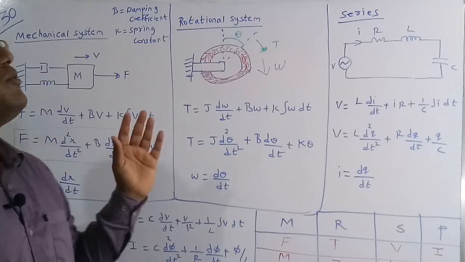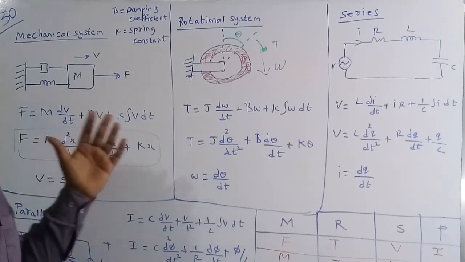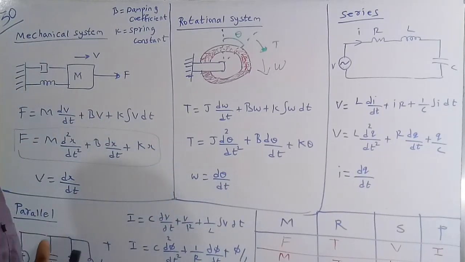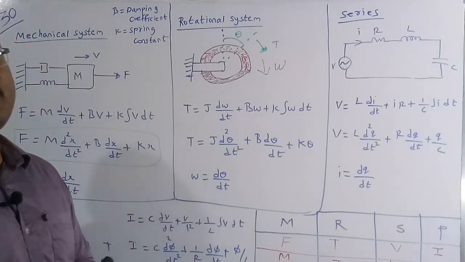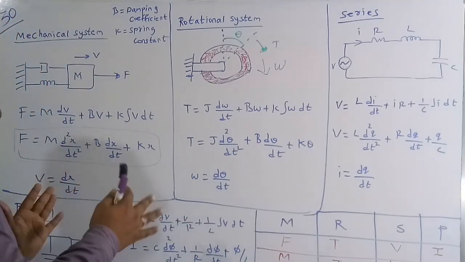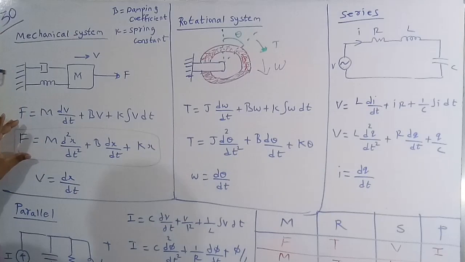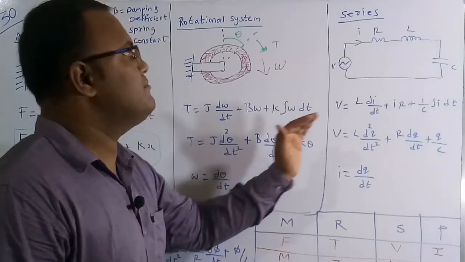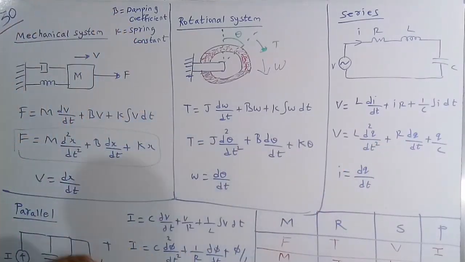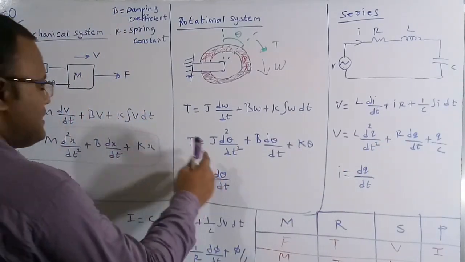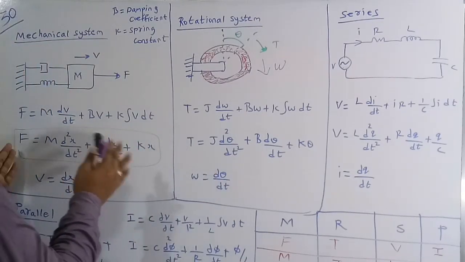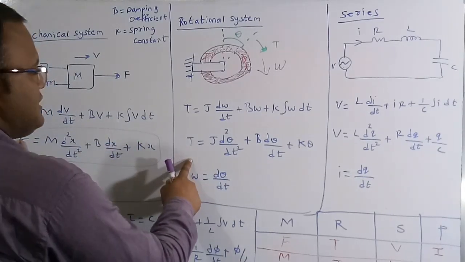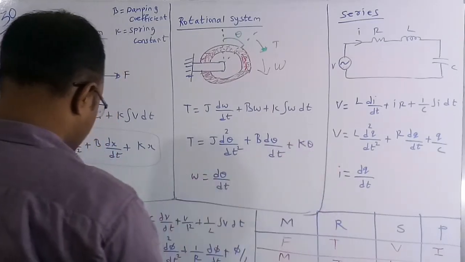So we have discussed three systems: the mechanical system, the rotational system, and in electrical circuits we have discussed the series RLC and the parallel RLC. Now I want to equate each and everything. The second order expression of each is the same for the mechanical system, the rotational system, the series RLC and the parallel RLC. If you see each and everything, the second order type is very same. Therefore F is equal to T, T is equal to V, V is equal to I.